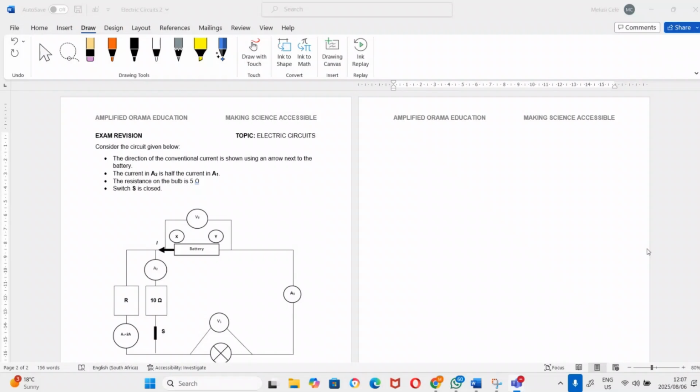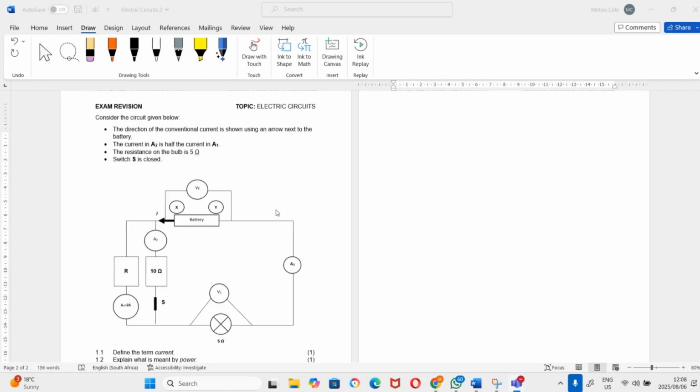Today we are looking at grade 10 electric circuits. Please pause the video and try the question on your own. The question reads, consider the circuit given below. The direction of the conventional current is shown using an arrow next to the battery. The current in A2 is half the current in A1. The resistance of the bulb is 5 ohms. Switch S is closed.